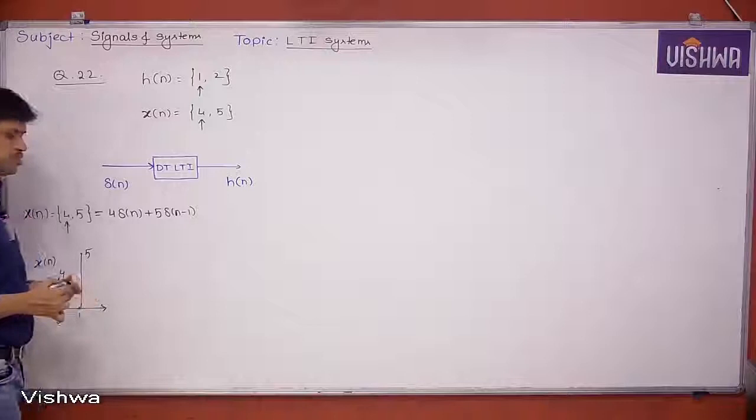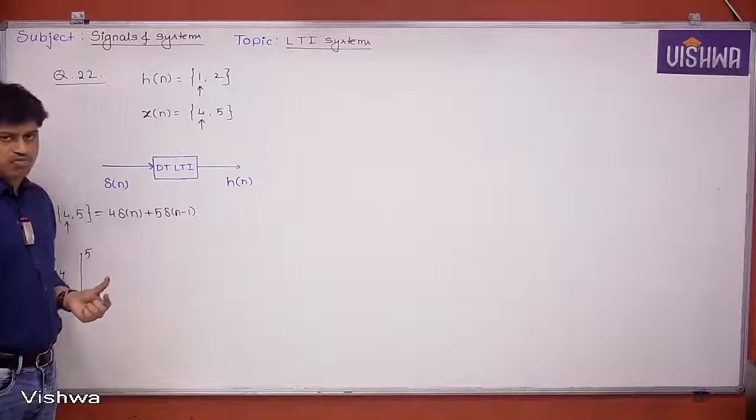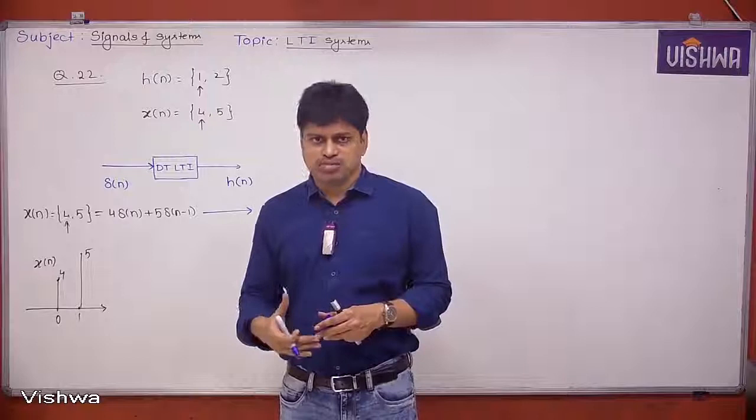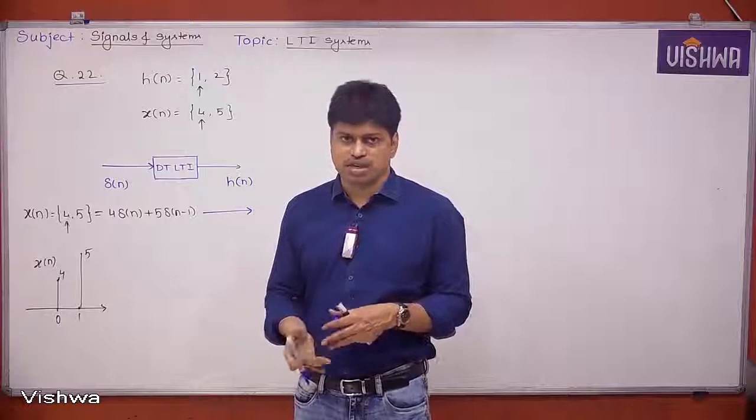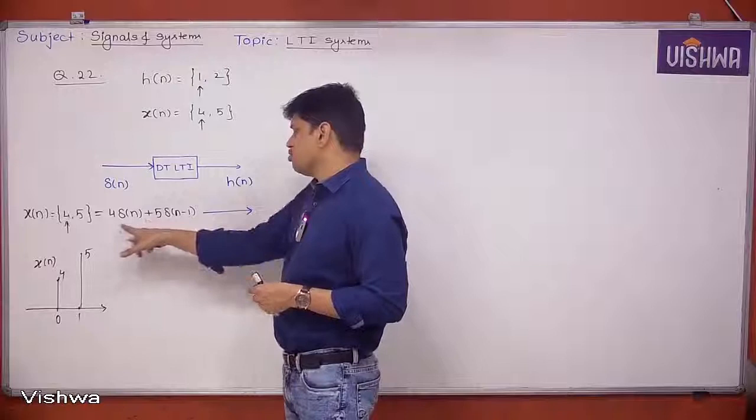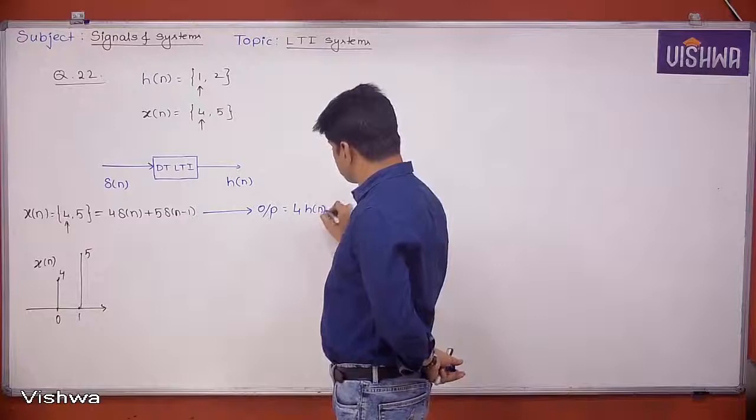Now, try to understand. For delta n, the output is h of n. If it is an LTI system, for 4 delta n plus 5 delta n minus 1, can you tell me what the output is? We know that if x of n gives y of n, then k1 x of n plus k2 x of n minus n naught gives the same kind of output, just replacing x with y. So if the input is written as 4 delta n plus 5 delta n minus 1, the output in terms of h of n is 4 h of n plus 5 h of n minus 1.